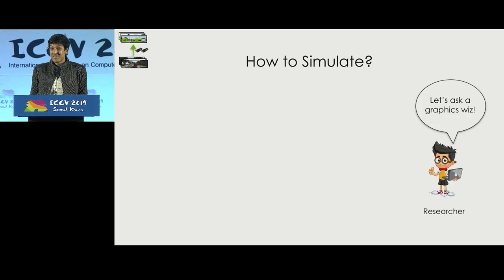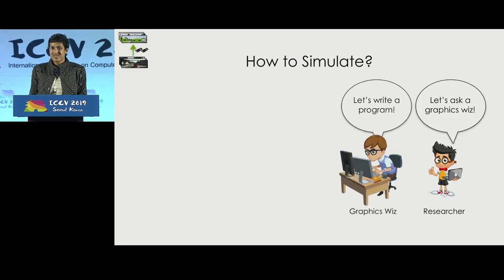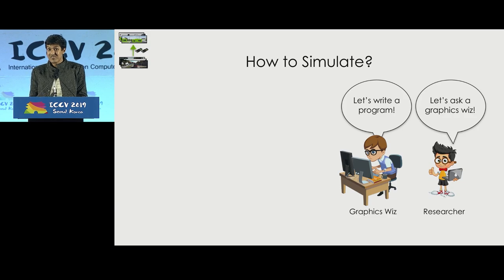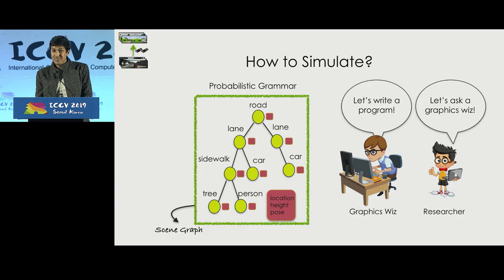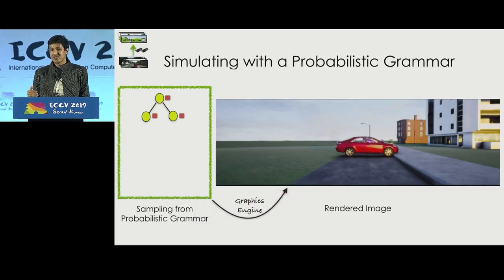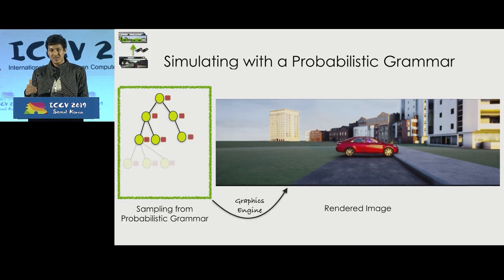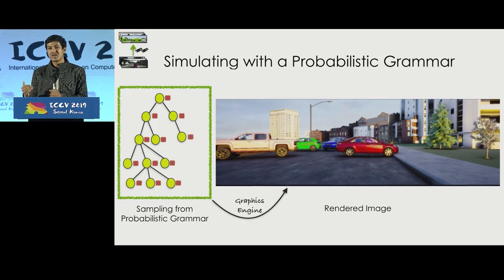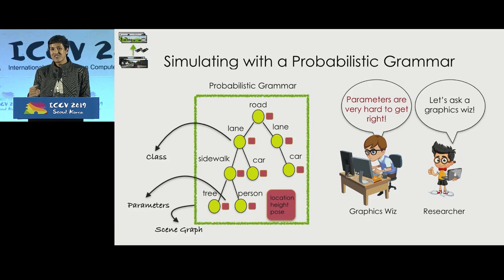All right, so we asked the graphics folks how to do this. And they told us that we can actually write procedures to do this. One of the ways to do this is to write probabilistic grammars. You can sample from a probabilistic grammar a scene graph, where each node of the scene graph represents an object, which is a class. It also has some parameters, such as the location and the 3D asset of the object. Sampling is done one by one, and attributes are given to each object. And then we can render that using a graphics engine. The issue here, though, is that getting the parameters right is really hard.